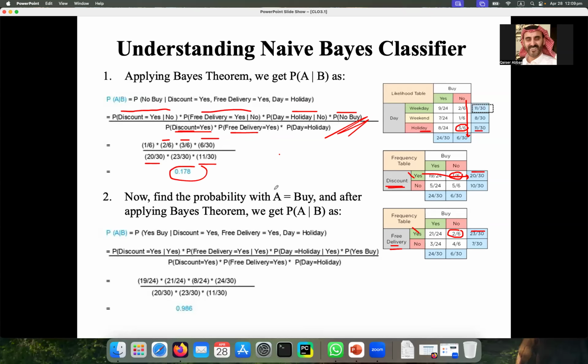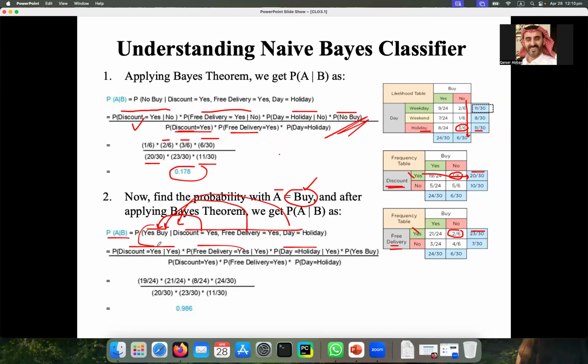And now your A is what? Buy, not no buy. And B is same. Then what is the equation? Probability of yes buy. Buy means yes buy, so you don't have to consider no now; you will have to consider yes now. And B is same, and this equation is same. Discount yes given yes, free delivery yes given this, then this given this. So these are the three things there.